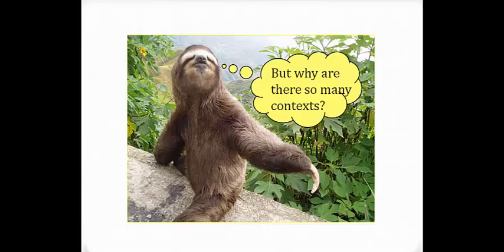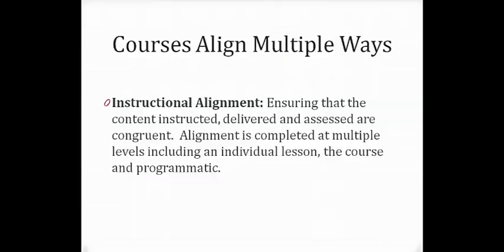And for those of you feeling like this, there is a reason why we have so many contexts. That is, we have to align our courses in multiple ways. Instructional alignment is about making sure that our student outcomes achieved in my Sociology 101 class are congruent with Doug's, and both of our classes are congruent with the expected outcomes determined by the SBOE and CWI.